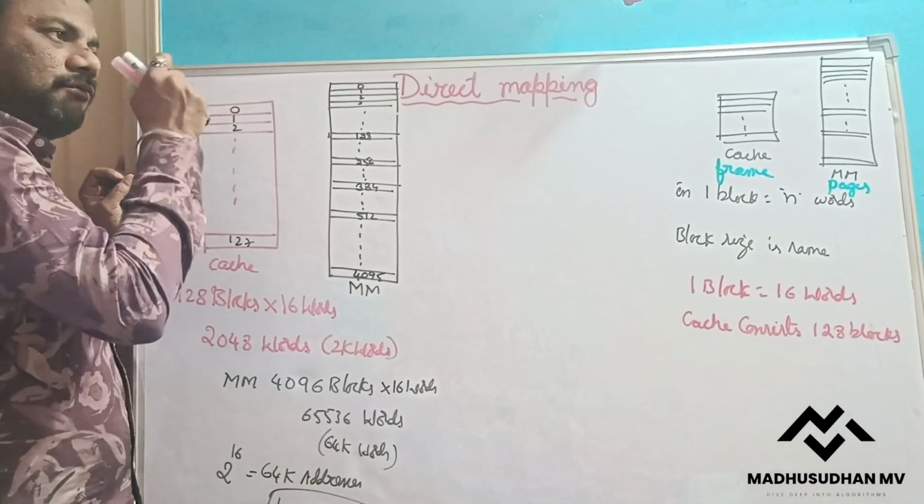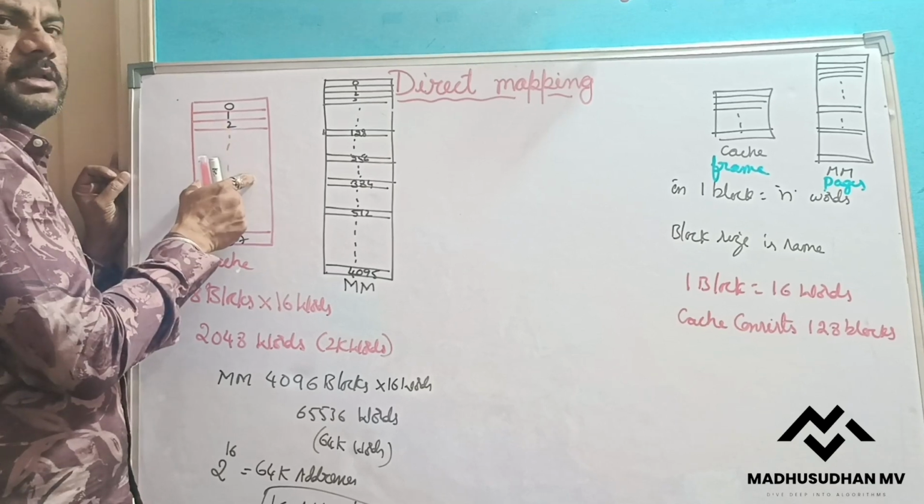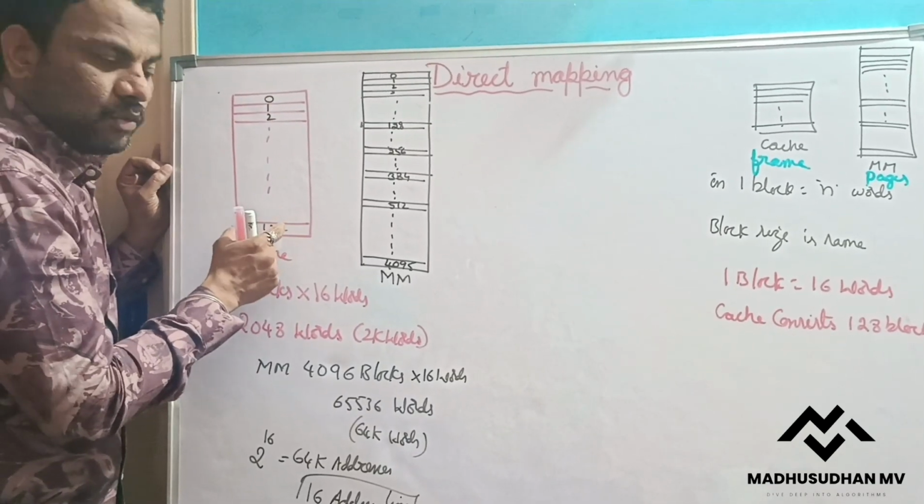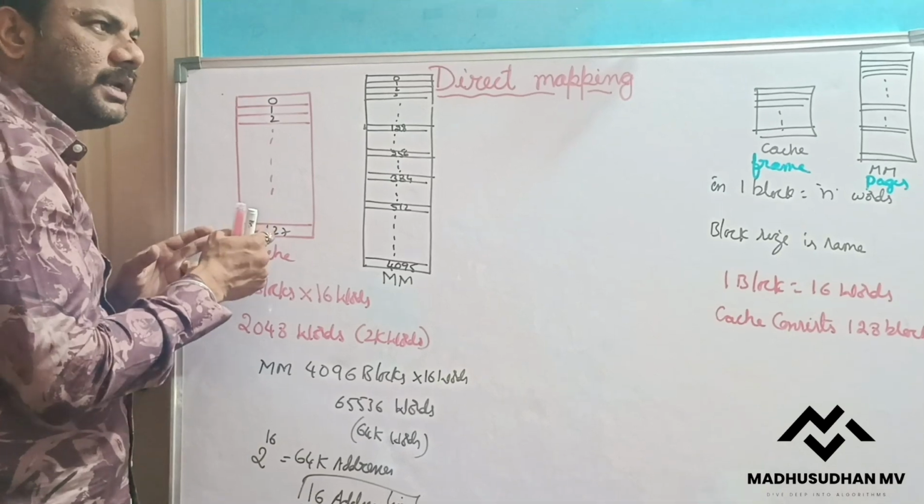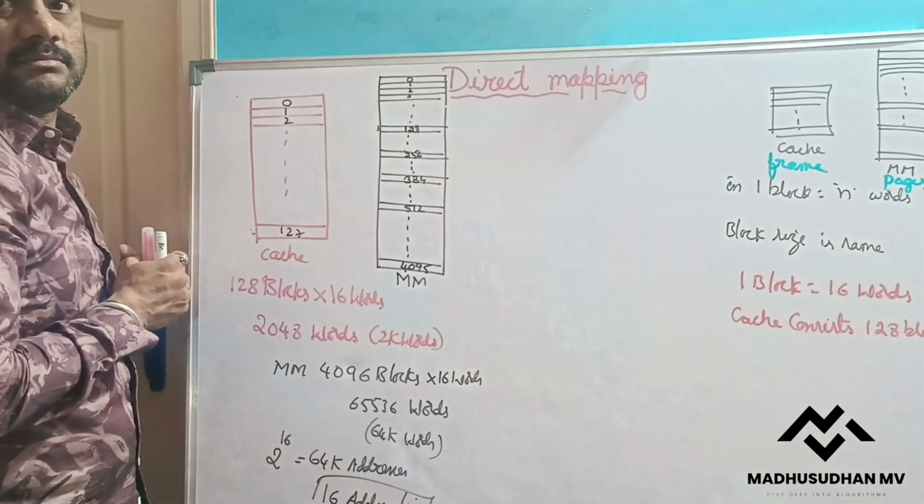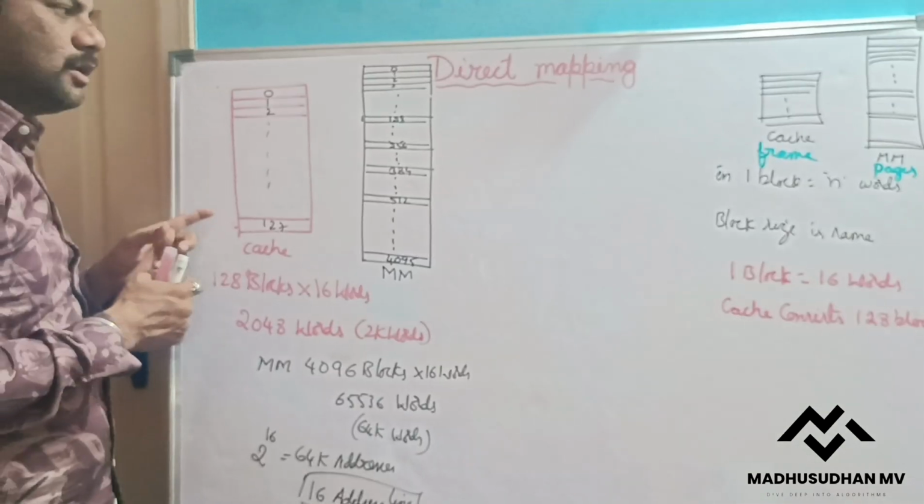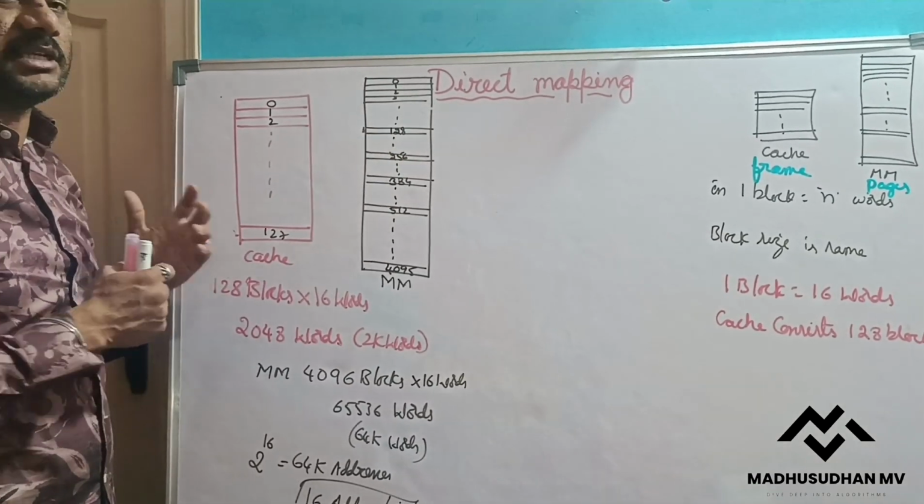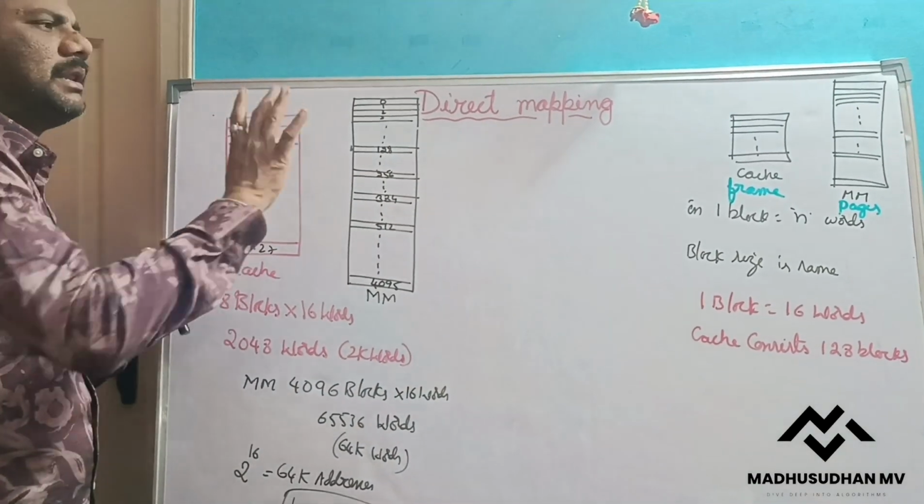First it will check in the cache, but the cache has only 128 blocks. For 128 blocks we need only 7 bits. So how do we match this 16-bit address with the 7-bit? That is the question, that is the challenge. That will be done very easily.